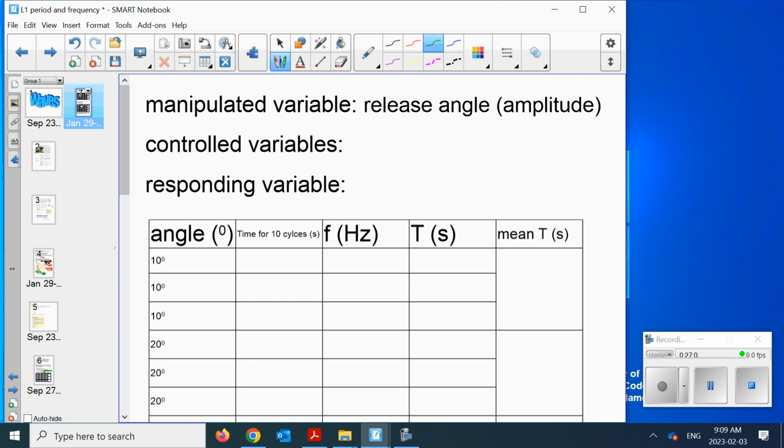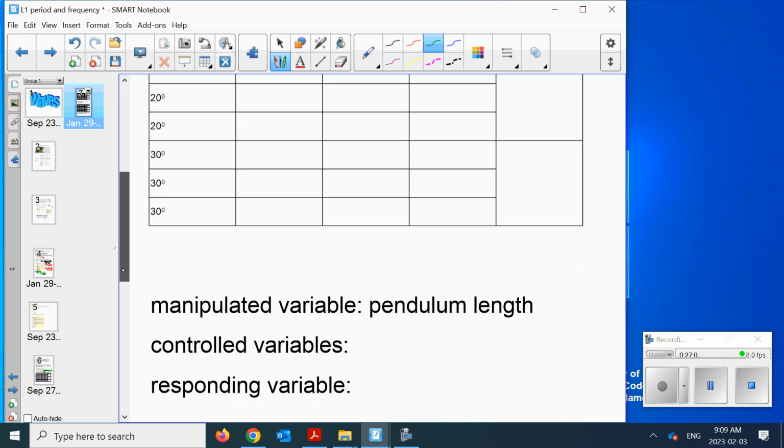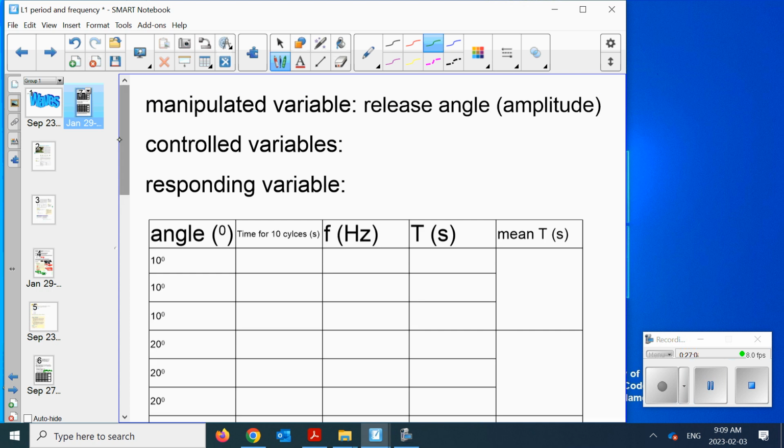The release angle, you can see I have 10, 20, and 30. So obviously that's the change. We call it the amplitude, too, the degree. In that case, the control variables, let's jot them down right now. We're going to control the mass, and let's just keep it to one stopper. And the length, we'll keep that at 40. We're still looking for the responding variable, the period of time it takes. That's what we're ultimately measuring.